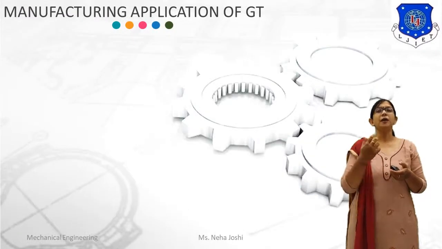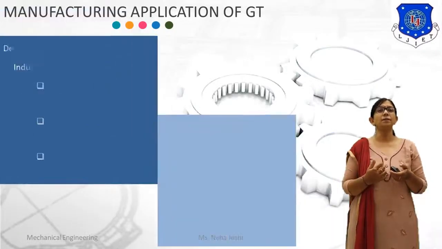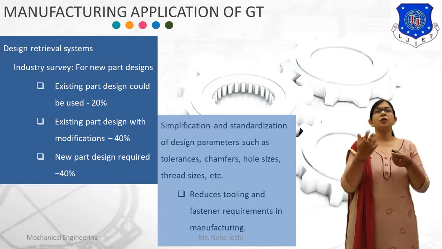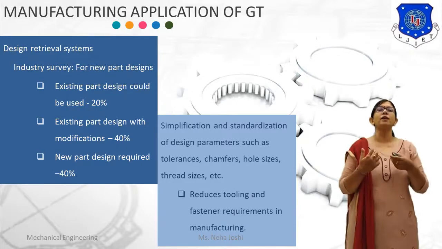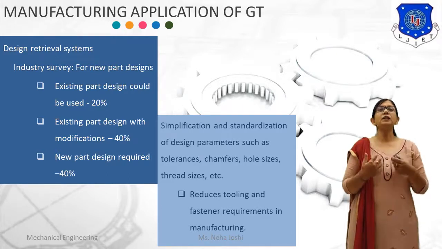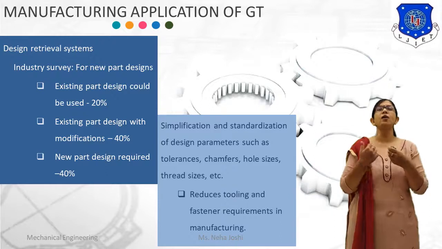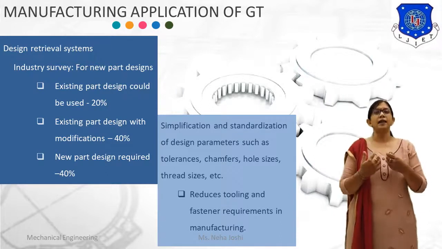Now we will discuss the manufacturing application objective. First one is the design retrieval system. A designer faced with the task of developing a new part can use a design retrieval system to determine if a similar part already exists. A simple change in an existing part would take much less time than designing a whole new part from scratch.